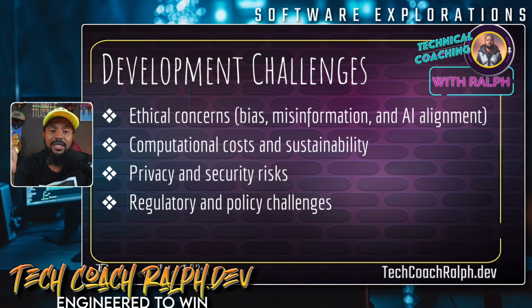Okay. What are some development challenges though for large language models, especially for those frontier models? So of course, we're always going to have these ethical concerns. People who are worried about bias, misinformation, or wrong information, and artificial intelligence alignment. Those are some of the ethical concerns that come across when it comes to the development.